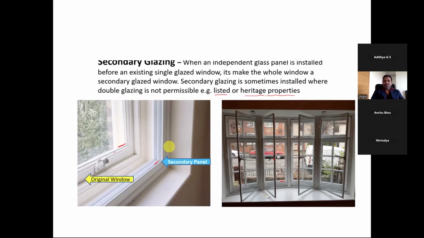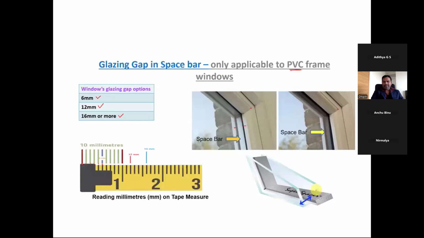But government has a lot of regulations to decide whether a property can have double glazing or not. Depending on the regulation result, we would go with a secondary panel if we're not able to fit a double glazed one. This is something very important to be considered.